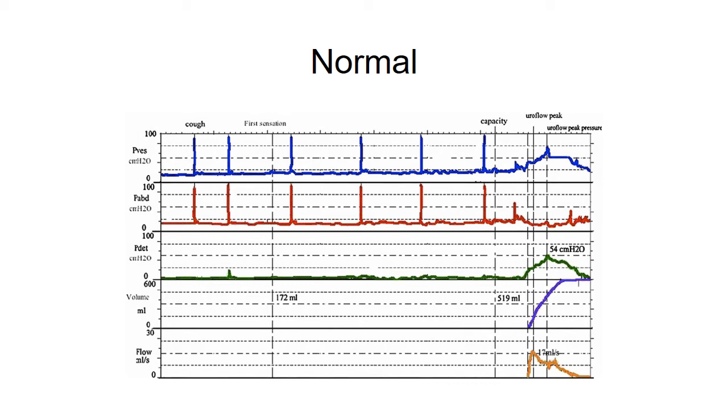When the volume reaches 519 ml, the detrusor pressure rises to 54 cm of water and voiding occurs. There is no change in abdominal pressure. We can also see that the first sensation is recorded at 172 ml. It is normal.